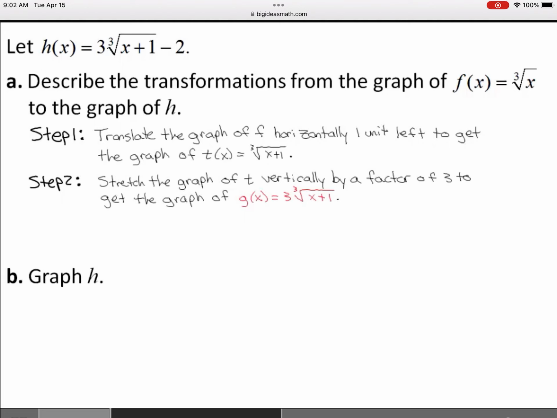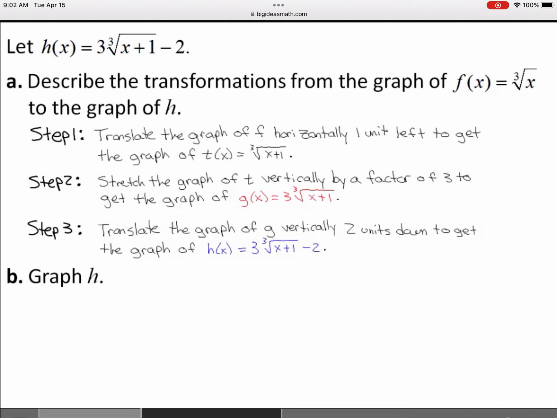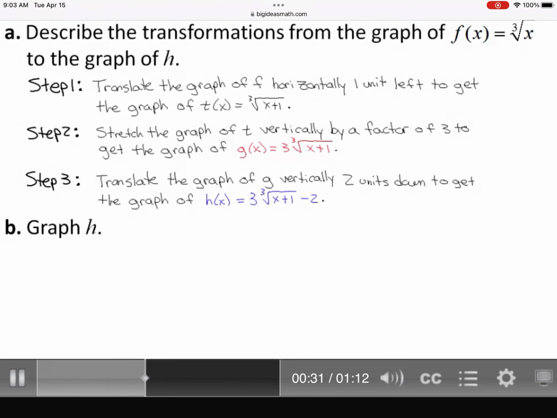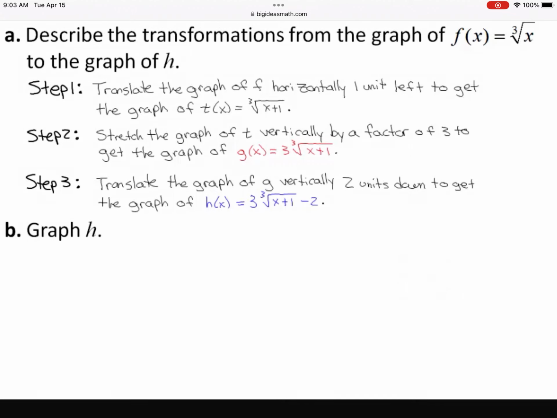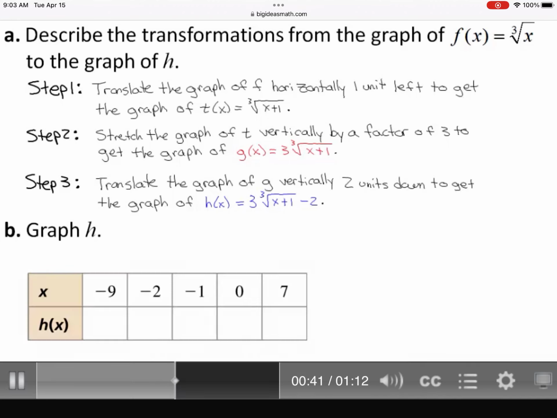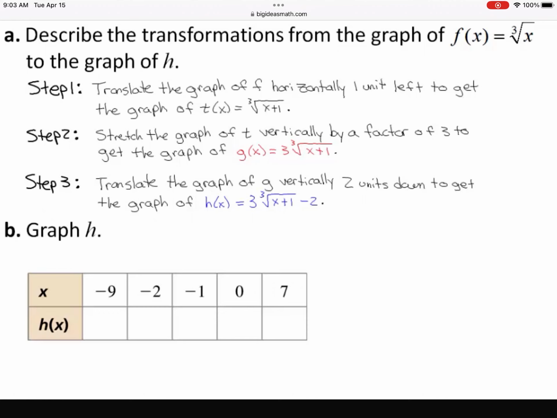Step 2. Stretch the graph of t vertically by a factor of 3 to get the graph of g of x equals 3 times the cube root of the quantity x plus 1. Step 3. Translate the graph of g vertically 2 units down to get the graph of h of x equals 3 times the cube root of the quantity x plus 1, minus 2. Part B. Graph h. Begin by making a table of values.